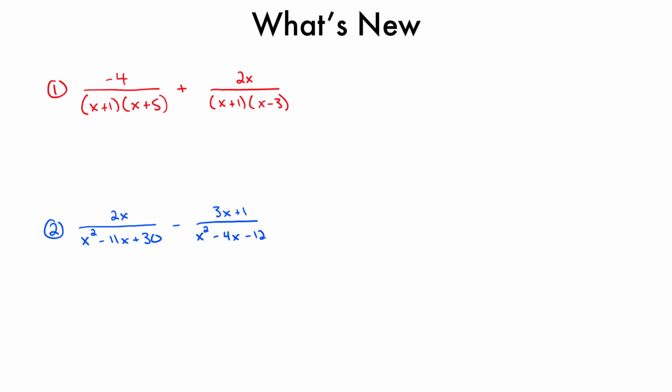But this first fraction has an x plus 5 that the second fraction is missing in the denominator. And this second fraction has an x minus 3 that the first fraction is missing in its denominator. So what I'm going to do is take the first fraction and multiply it by top and bottom, x minus 3. Second fraction, I'm going to multiply it by x plus 5 on the top and bottom.